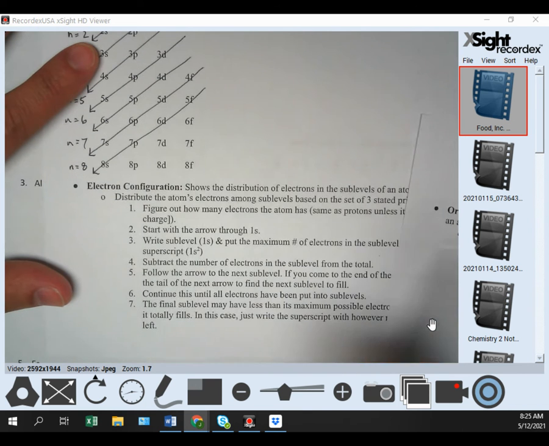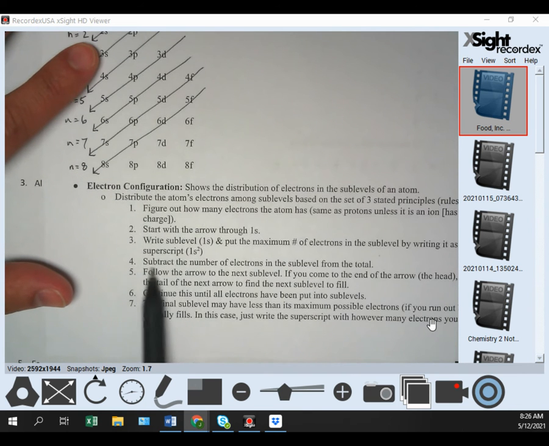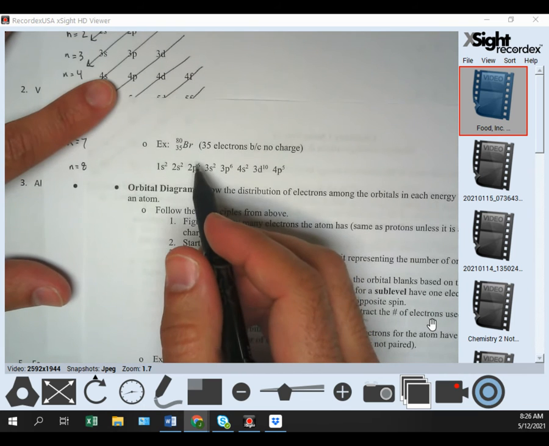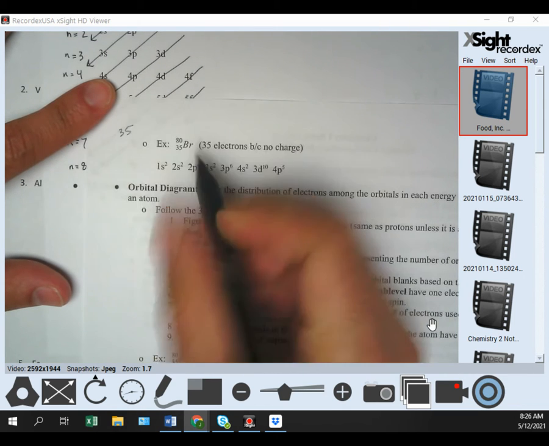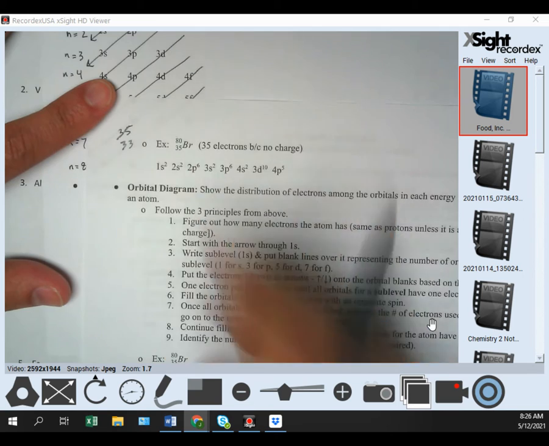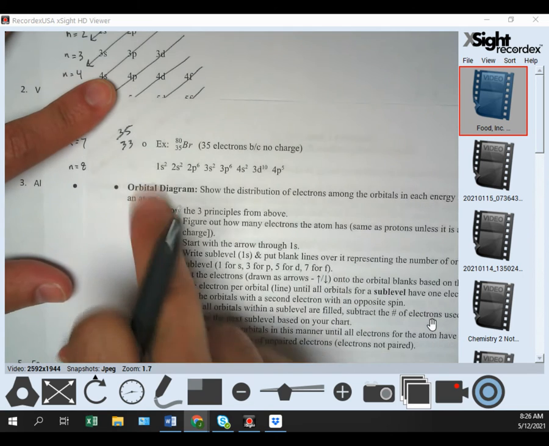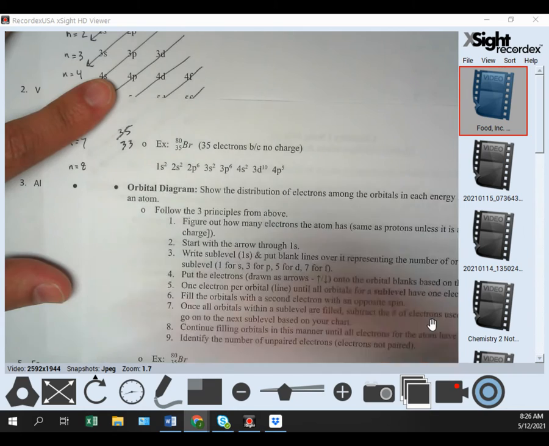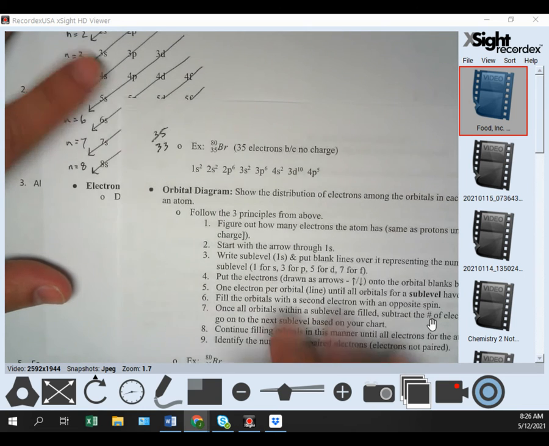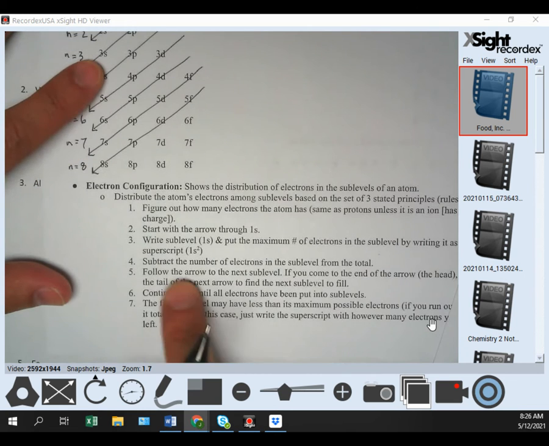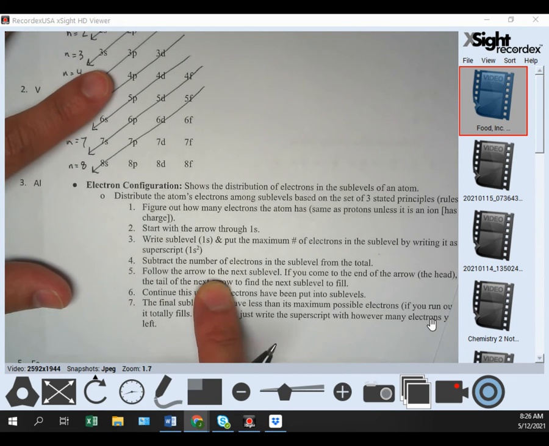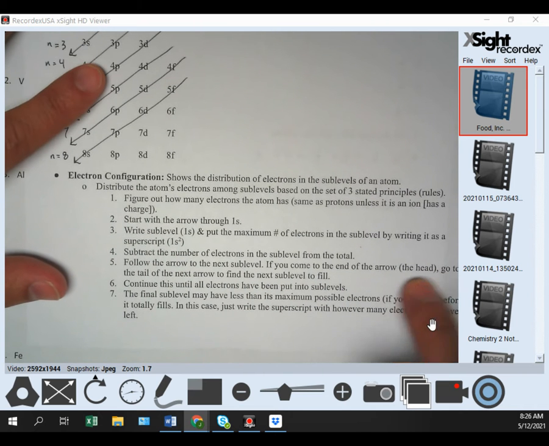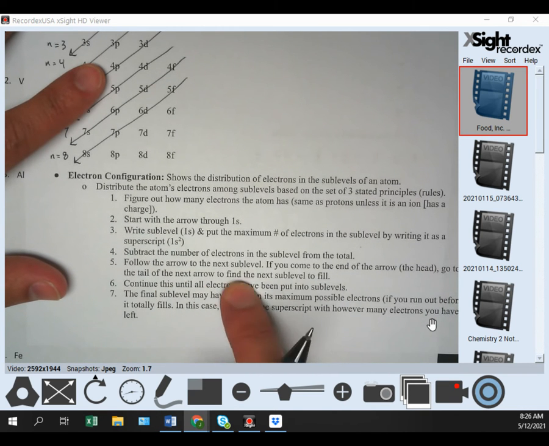Okay. Then subtract the number of electrons in the sublevel from the total. So we started out with 35. After doing this, we now have 33. We've got 35 electrons to put into these spots. So every time we put electrons in, we're subtracting them until we run out. Okay? So follow the arrow to the next sublevel. If you come to the end of the arrow, the head, go to the tail of the next arrow to find the next sublevel to fill.